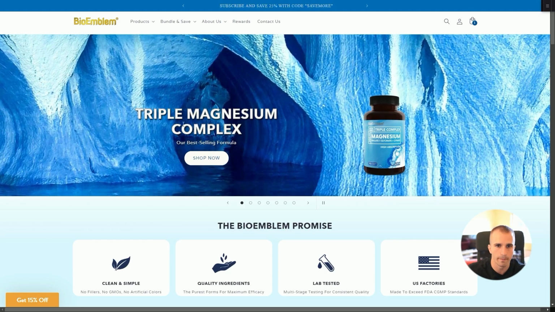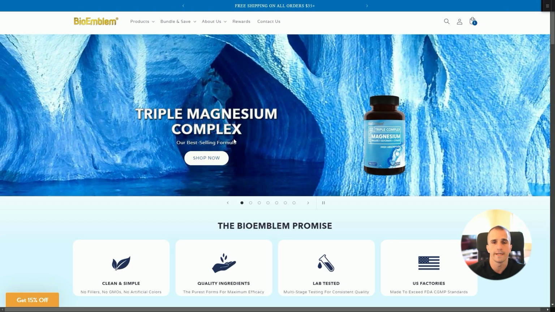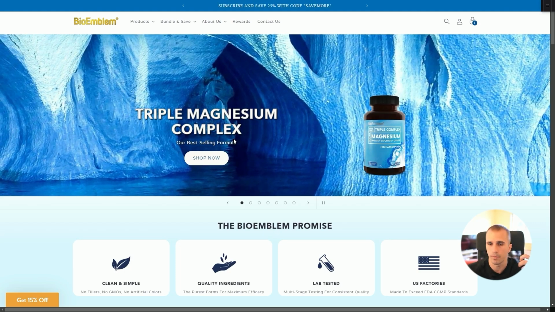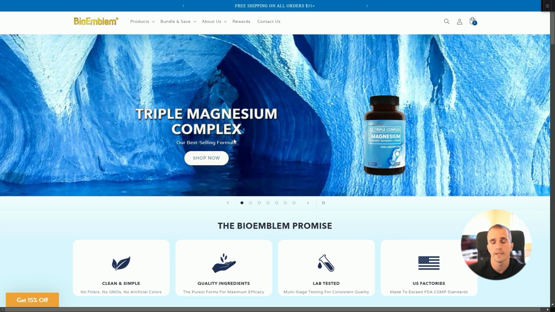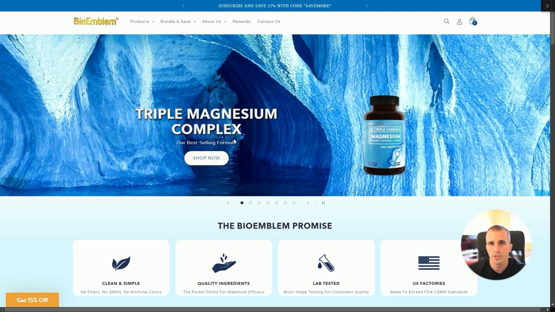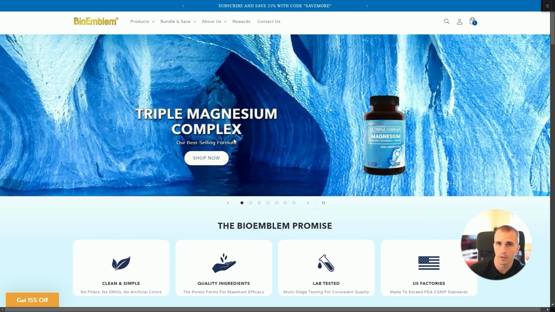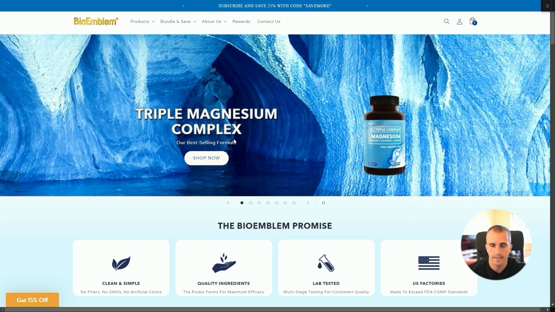Just saying triple magnesium complex, our best selling formula, is not enough. People don't care what the name of your product is. People don't care if it's the best seller. The only thing they care about is how this product will benefit my life. So what you want to have here is a value proposition that clearly states how your product helps them. Something like improve your muscle health, improve your digestion, or stuff like that.